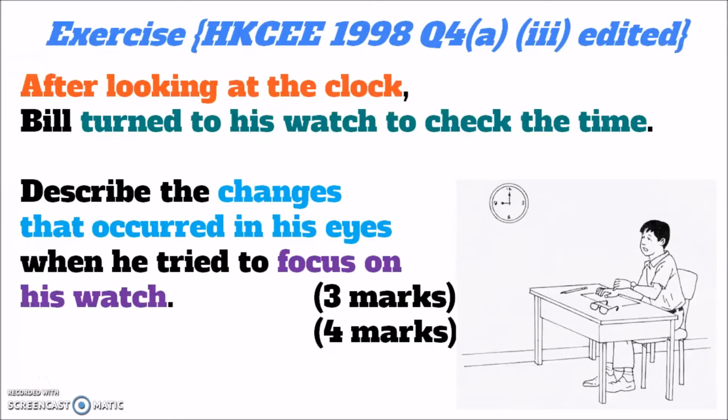Before the video ends, let's finish a HKCEE question. In the question, Bill turned to his watch to check the time after looking at the clock on the wall. The question asks you to describe the change that occurred in his eye for focusing on his watch. In fact, this question is the same as the example we have done in the previous slide, although the sentence structures are different. Describe means that you need to state the changes that occurred in his eye. This question just does not tell you to think about the ciliary body, the suspensory ligaments, and the lens directly. Those terms are hidden from the question.